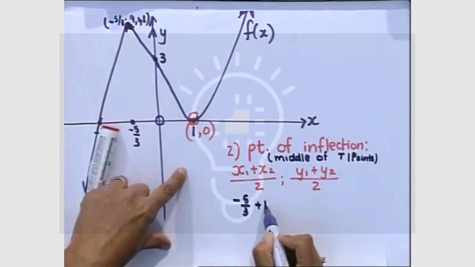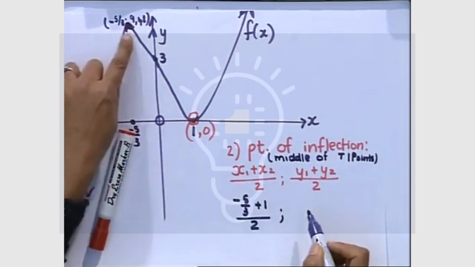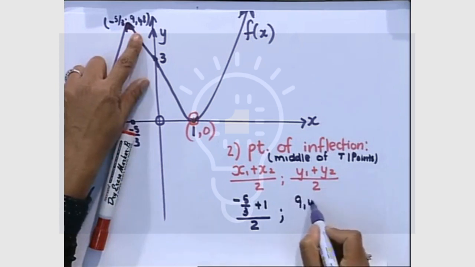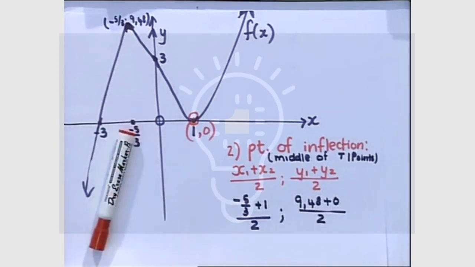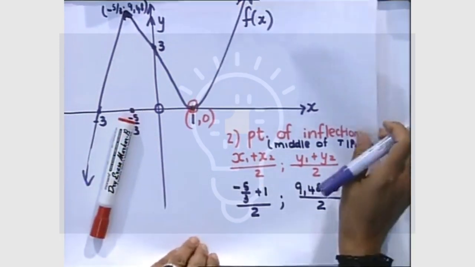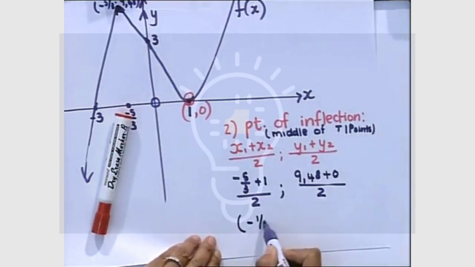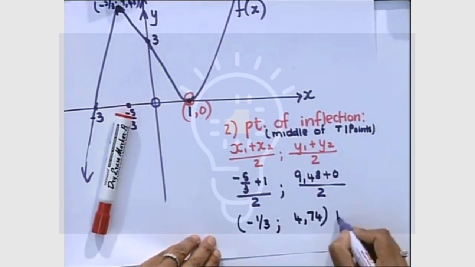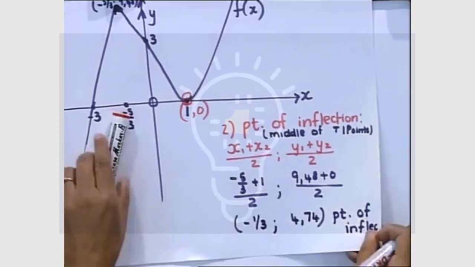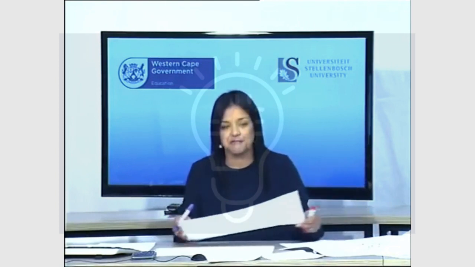-5/3 plus 1 divided by 2, and this would be 9,48 plus 0 divided by 2. Are you happy with that, everyone? Now, if you work this out, you are going to get -1/3, or you're going to get 4,74, and this is your point of inflection. Now, for the students who work out the point of inflection using the second derivative, you will get exactly the same answer. It just takes a bit longer, but you get the same answer.